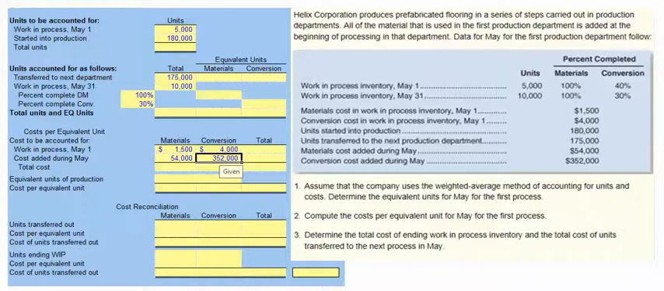Let's go ahead first and look at our total number of units and calculate our equivalent units of production. We can see that we had beginning work in process of 5,000 units and started 180,000 into production. This means we need to account for a total of 185,000 units. And if we look at our equivalent units calculations, we can see that our 175,000 transferred out plus our 10,000 ending work in process does indeed equal our 185,000 total units.